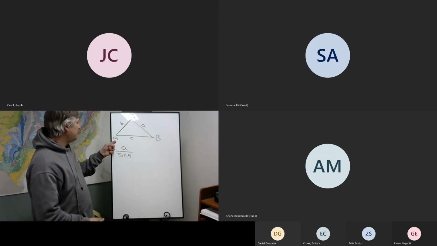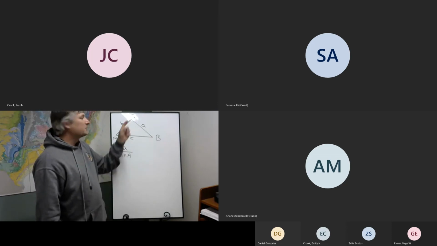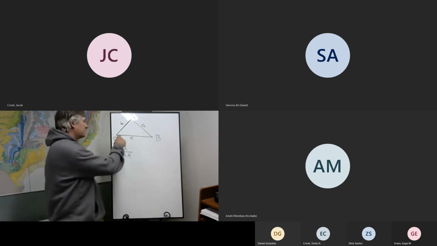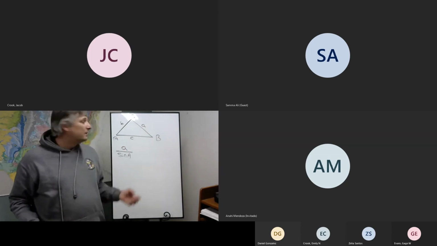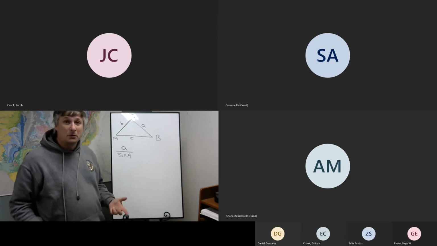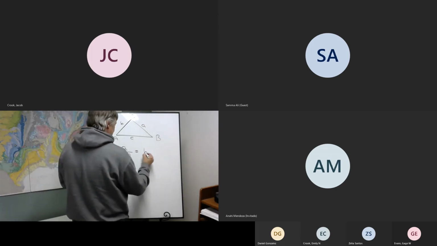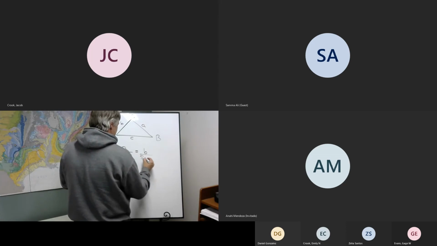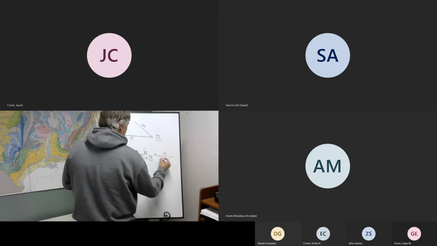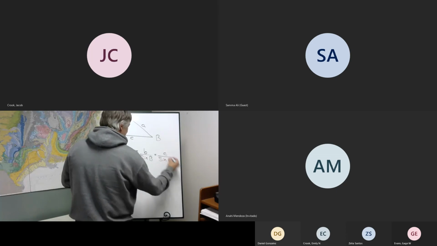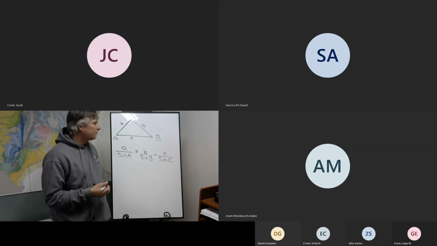We're using the capital letters to label these corners. These corners are angles. Usually you put the letter on the inside, but for the law of sines, we're putting them on the outside, on the corner. So A over sine A, B over sine B, C over sine C. So this is our law of sines.